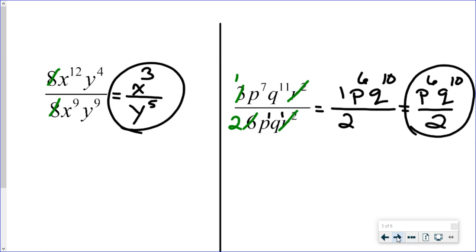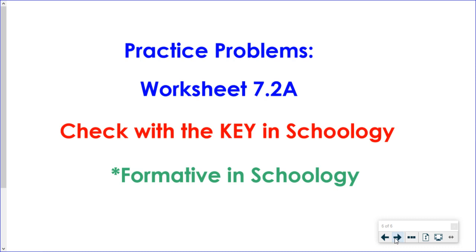Now there's a little worksheet. And before you do the formative, please do check your answers.